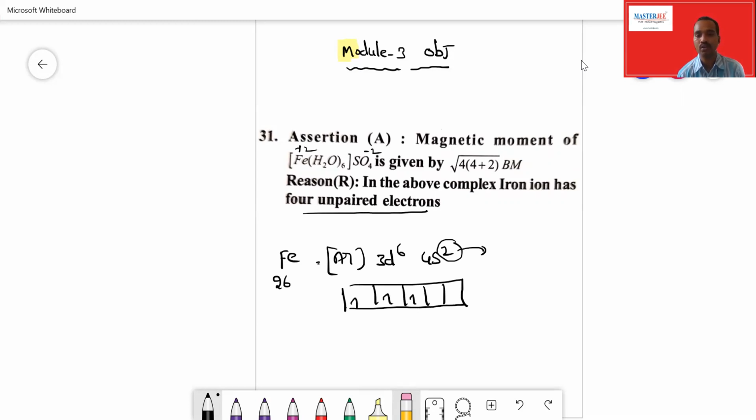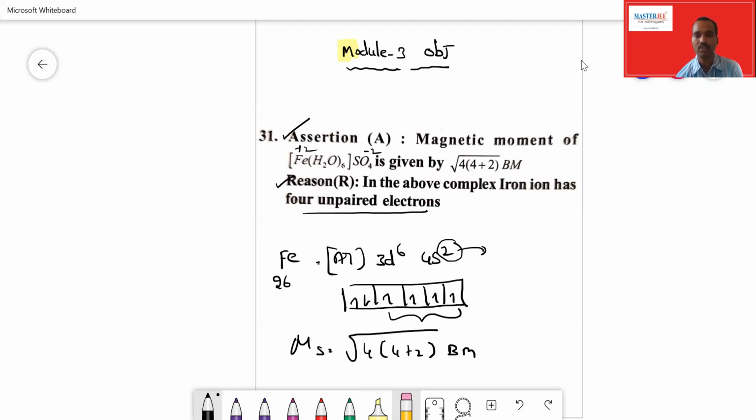1, 2, 3, 4, 5, 6. See here, 4 unpaired electrons. 4 unpaired electrons means mu s is equal to root over 4 into 4 plus 2 Bohr magnetons. Okay, so this is correct. So the assertion is correct as well as the reason, and it is the correct explanation.